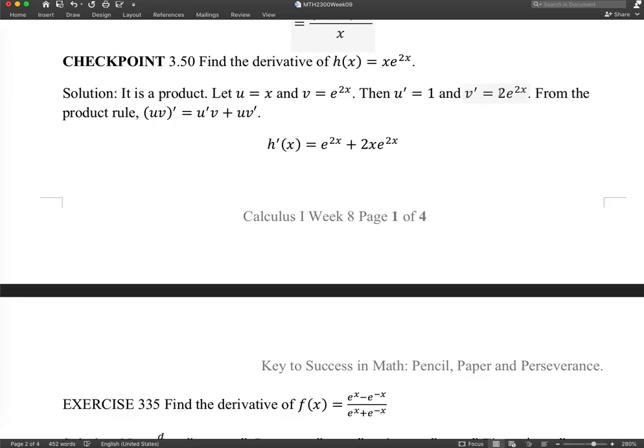Make sure you do see this extra 2 clearly, okay? You know where this extra 2 comes from. It comes from the chain rule, okay? V prime comes from the chain rule. Overall, the derivative of h is from the product rule. I have the product rule formula copied and pasted here. U prime v plus u v prime. So putting everything together, that is the derivative according to the product rule and the chain rule.